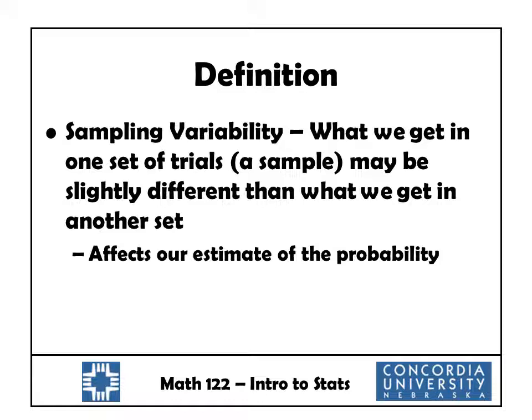Now, sampling variability is important because it affects our estimate of the probability. What we got in one set of 50 flips is a little different than what we got in a second 50 flips, so we get different estimates of the probability.